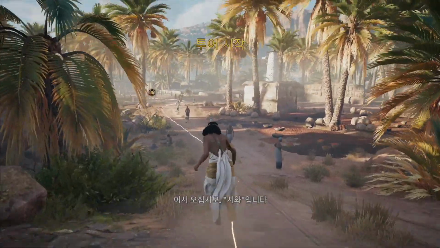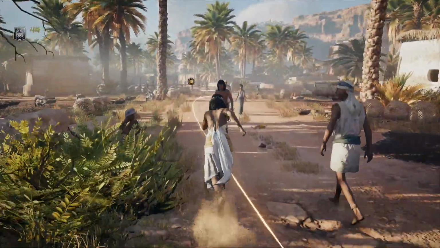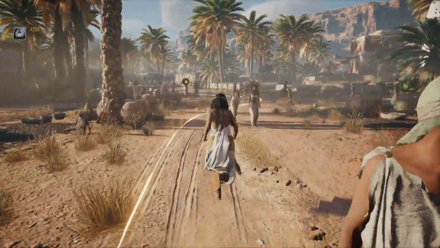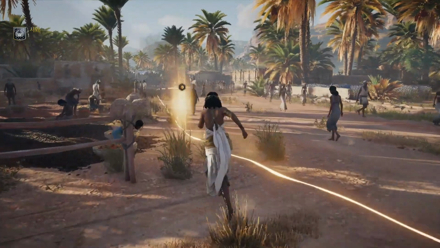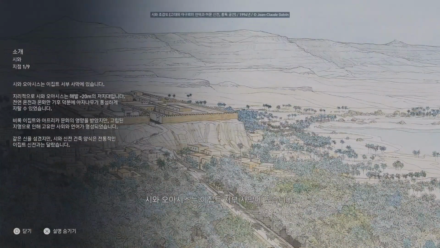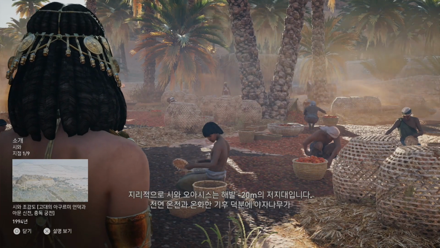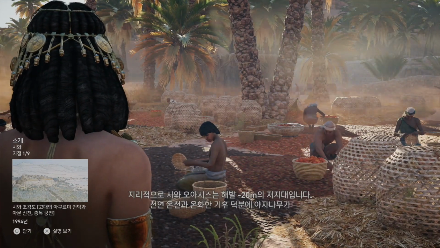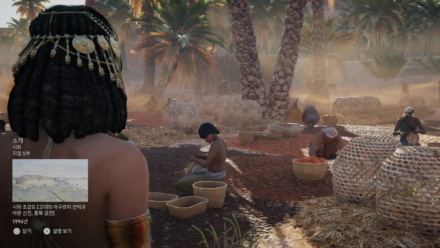Welcome to Siwa. The Siwa oasis is in the western desert of Egypt. Geographically, the Siwa oasis is located in a depression 20 meters below sea level. Its natural springs and warm climate aided in the bountiful production of date trees.